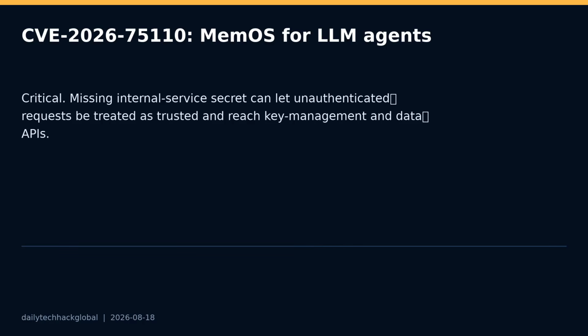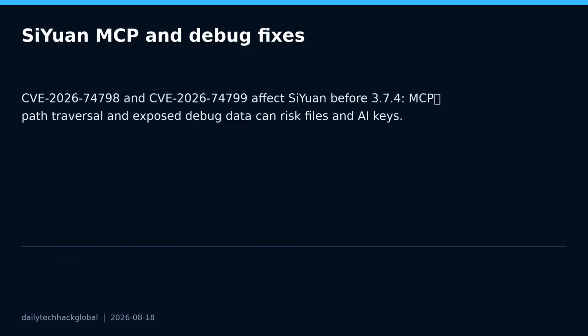The reported impact includes admin API key management, key generation, key enumeration, revocation, and access to data endpoints. If you run MemOS, verify whether the internal service secret is explicitly configured, restrict network reachability, rotate API keys if exposure is possible, and follow project guidance as it is released.